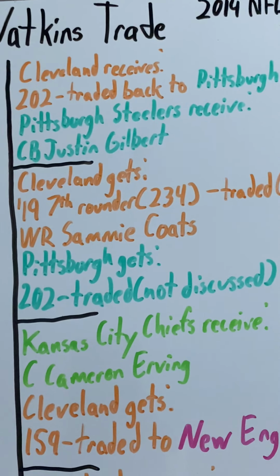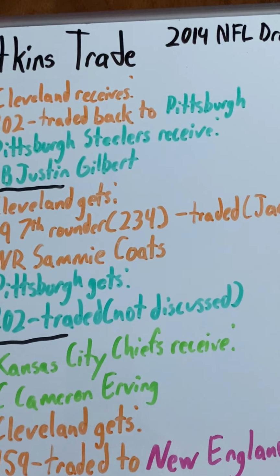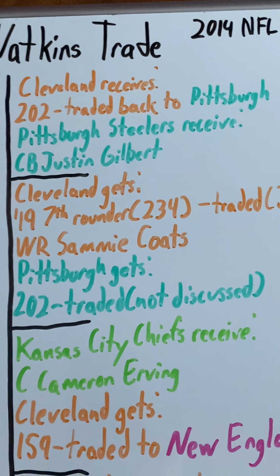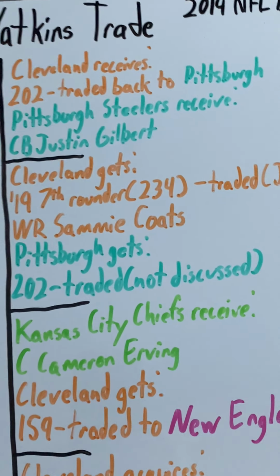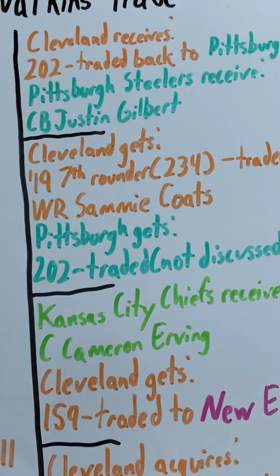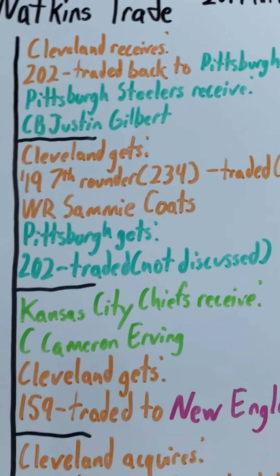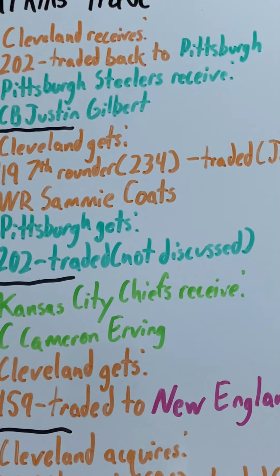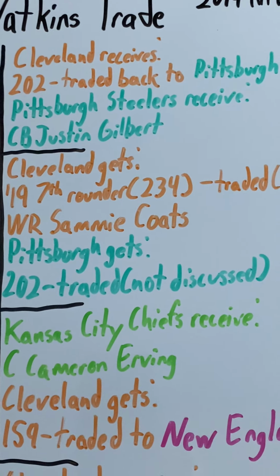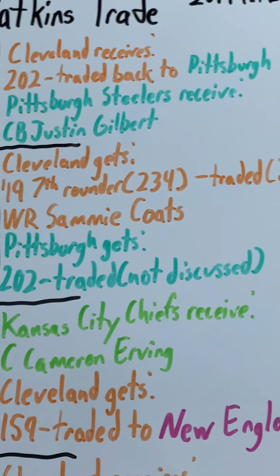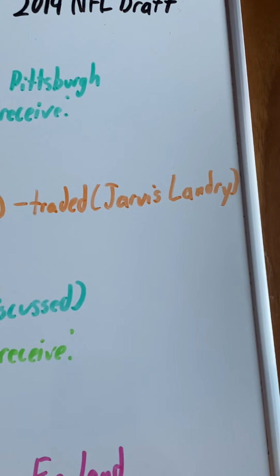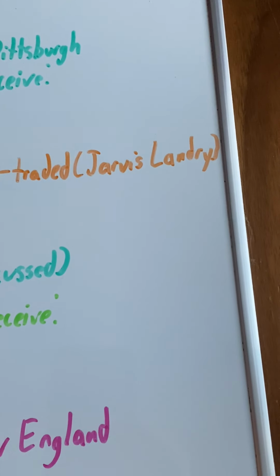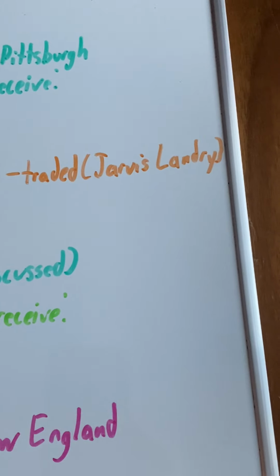Now, they end up trading the 202nd pick back to Pittsburgh in exchange for a 2019 7th-round pick and wide receiver Sammy Coates. So Sammy Coates, he spent 1 year as a wide receiver 4 in Cleveland before being cut, again proving the Roethlisberger effect. And that 7th-round pick would become the 234th in the 2019 draft, and this pick gets traded. Now, this will be discussed in a future video. This was in the Jarvis Landry trade breakdown. This one will be out hopefully in a few weeks.